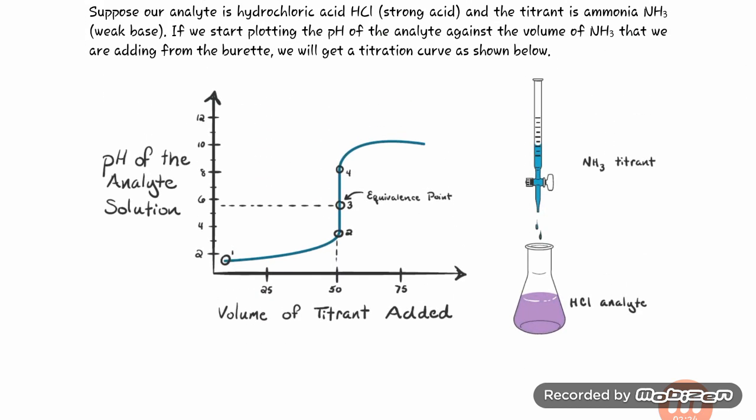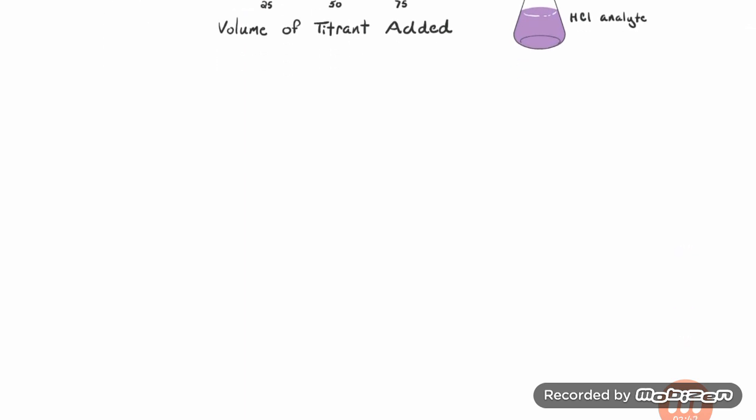This is the burette, and you can see NH3, which is the titrant, means the known solution. So NH3 is the known solution and HCl is the analyte, which is the unknown solution, which means the quantity of HCl we don't know, so we are titrating it.